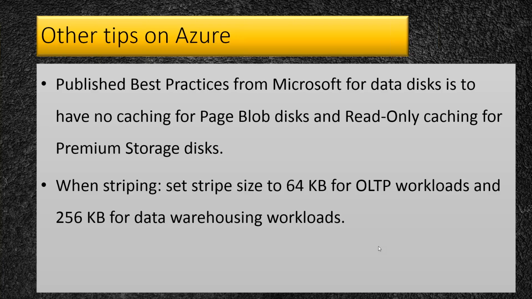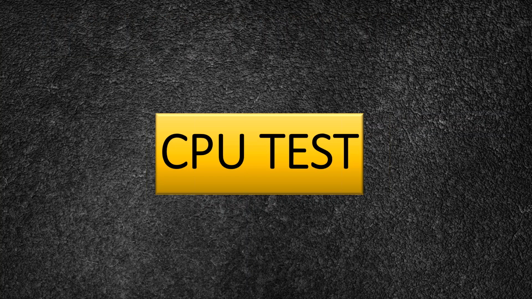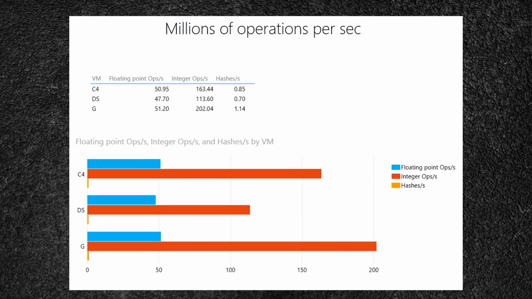Okay, now I'll show you real quick the CPU test. So this was a comparison between a C4, the Amazon machine, a DS, and a G series VM. And just very quick, obviously, the results here.